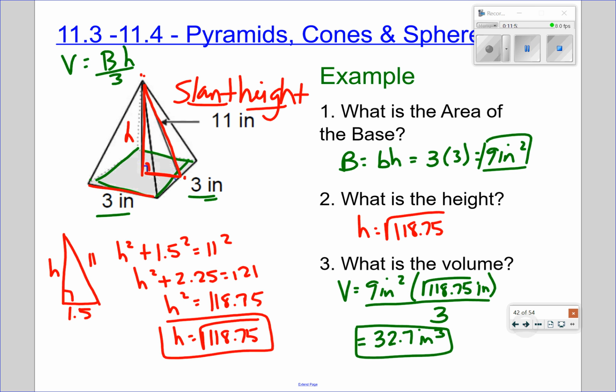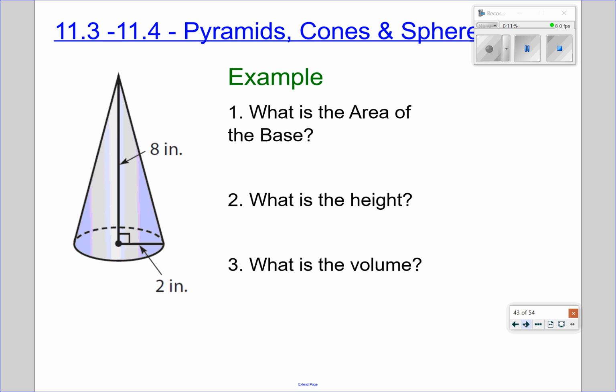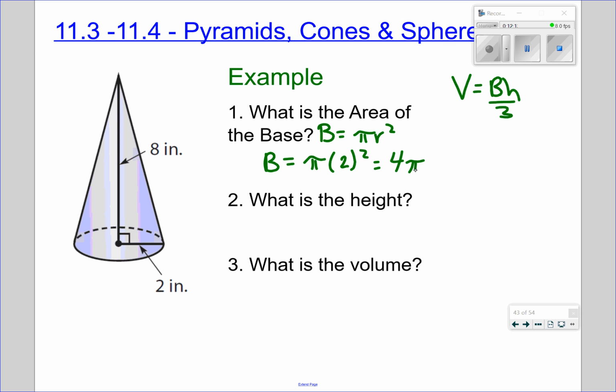Okay, let's keep going. Let's try one of these cones here. So remember, same thing, volume equals area of the base times the height, all divided by 3. This time our base is a circle, so we're going to use pi r squared. So our base area would be pi times our radius of 2 squared, or 4 pi square inches. I'm going to leave this in terms of pi until the very end of your problem.